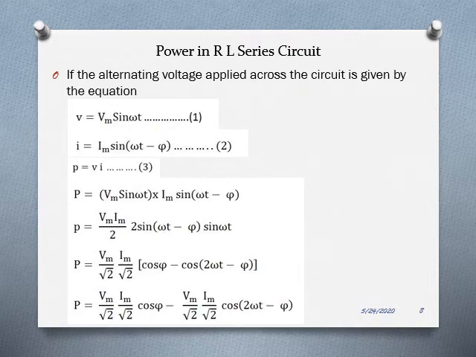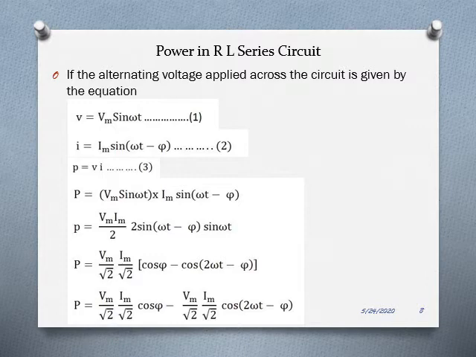Now let's move on to the power calculation in an RL series circuit, just like we have calculated for pure inductance, pure resistance, pure capacitor, etc., the simple AC circuits. If the applied voltage v is equal to Vm sin omega t and the current i is Im sin(omega t minus phi), the instantaneous value of power is the instantaneous value of voltage times the instantaneous value of current, that is Vm sin omega t times Im sin(omega t minus phi).